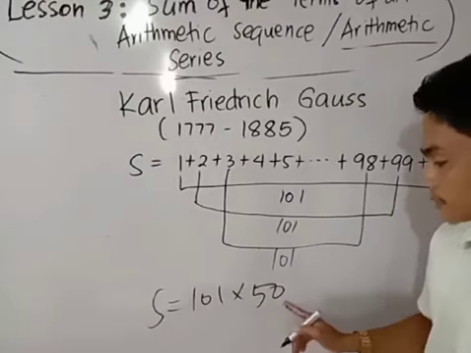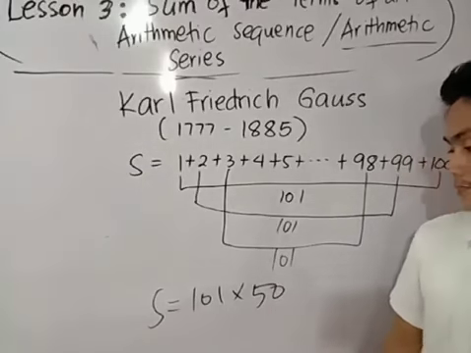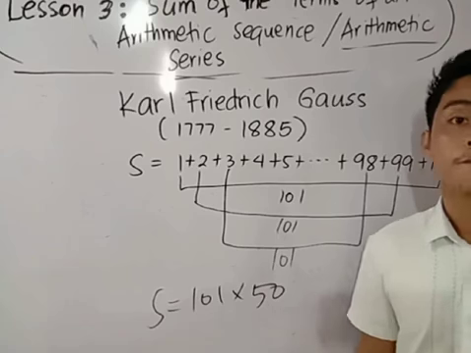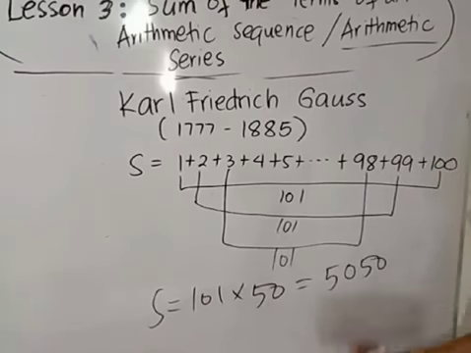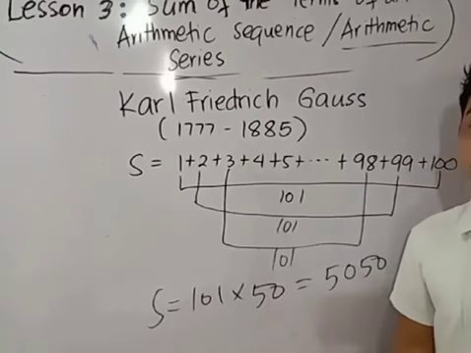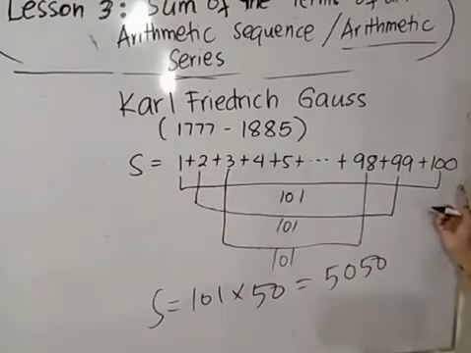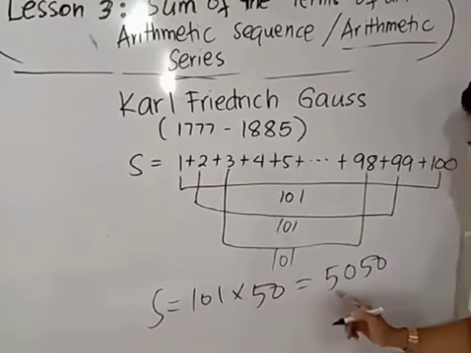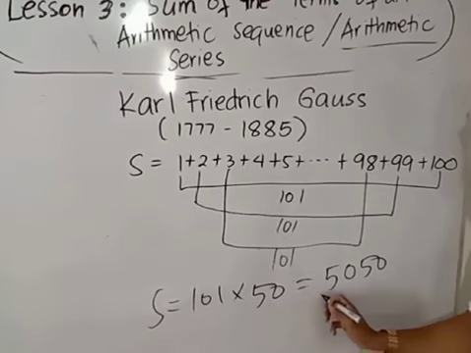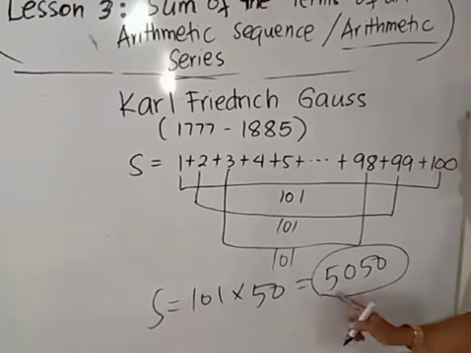So 101 times 50: 100 times 50 is 5,000, and 1 times 50 is 50. So the sum is 5,050. It's not easy to forget the sum of the first 100 counting numbers, because it is as simple as 50, 50. So always remember that the sum of the first 100 counting numbers is 50, 50.